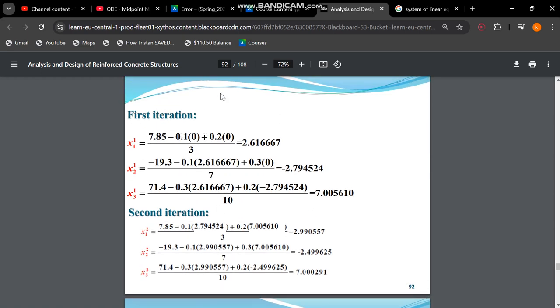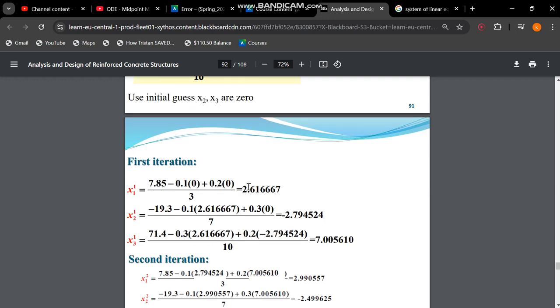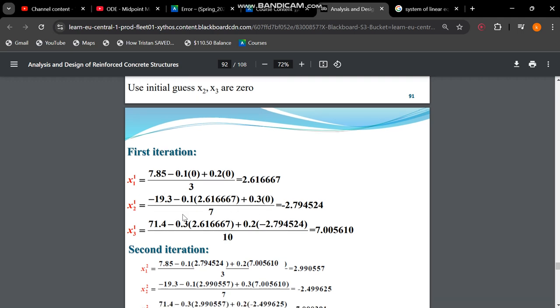Initially, all of them are 0. So you substitute 0. So x1 is from x2, x3, and these are 0, 0. So you put 0, 0 here, and then you get this. So now this is the new x1 value. Then you will use 2.616667, and then 0 for x3. And then you'll keep going.